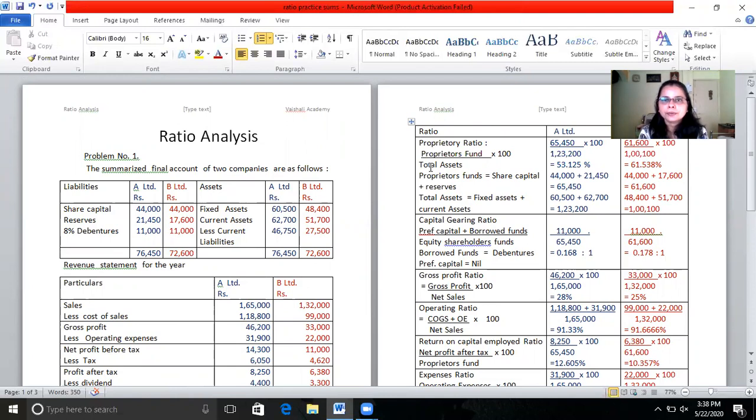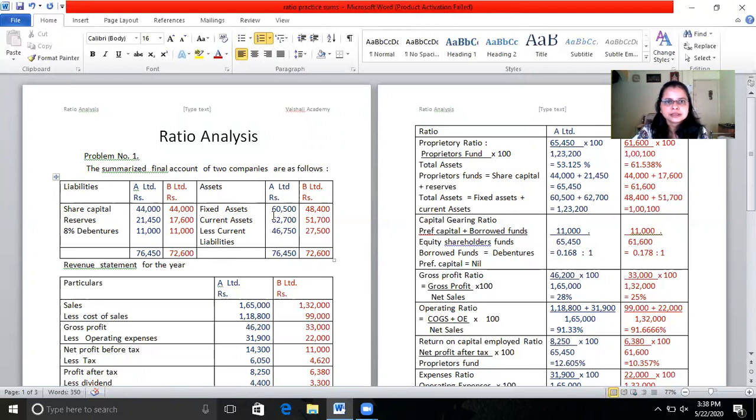So let us calculate proprietor funds for A Limited. Proprietor funds equal share capital plus reserves and surplus. In A Limited, share capital is 44,000 plus reserves and surplus is 21,450. There are no fictitious assets to deduct. If there is any fictitious asset, we have to deduct it while calculating proprietor funds. But here it is only share capital plus reserves and surplus, that is 44,000 plus 21,450, which equals 65,450.